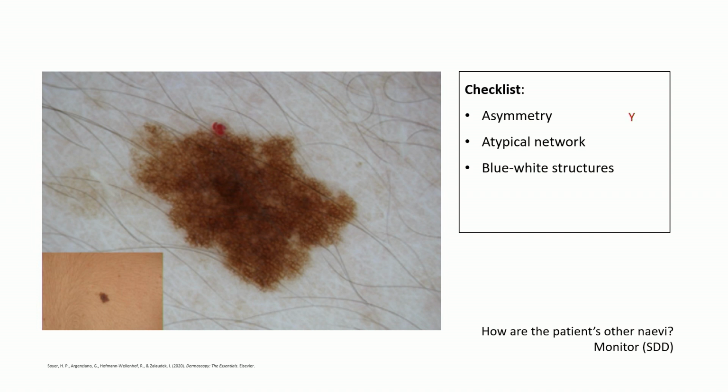Another photo, this one looking quite asymmetrical, has that atypical network, especially the one in the middle. I don't know if you can see, but it's quite dark in the middle. It doesn't have the blue-white structures, but scores 2 out of 3.